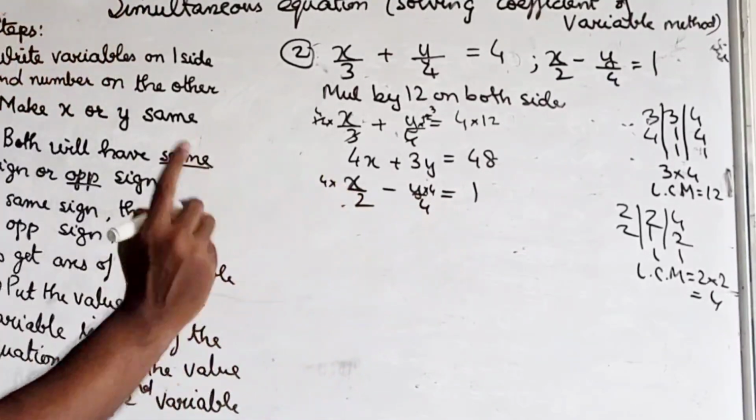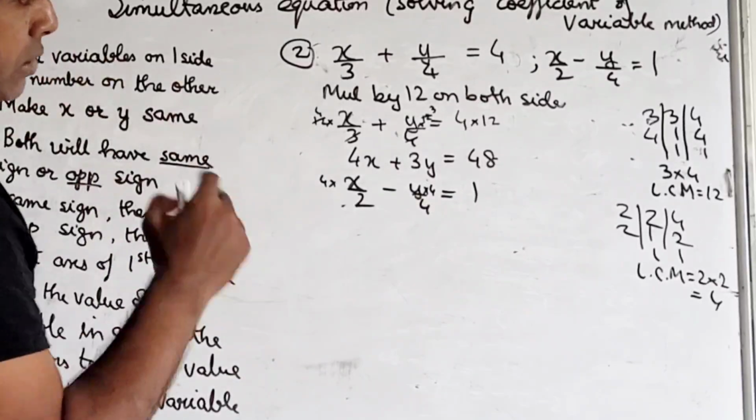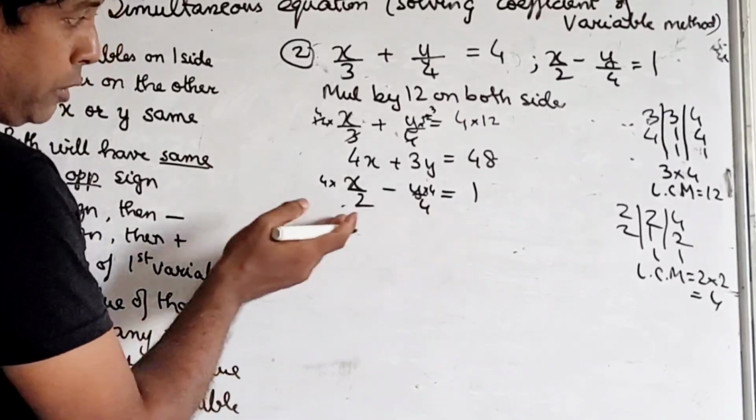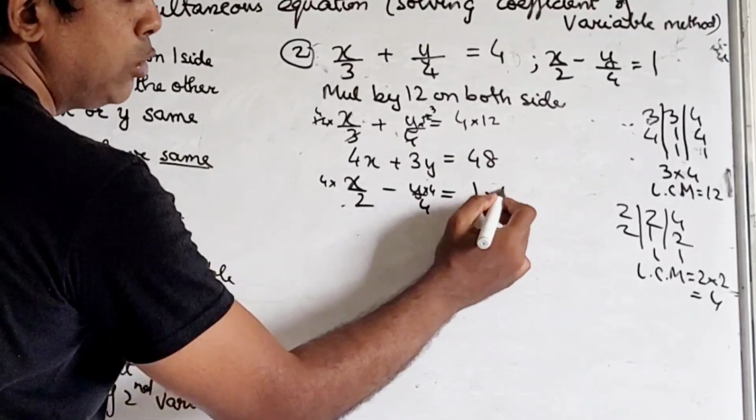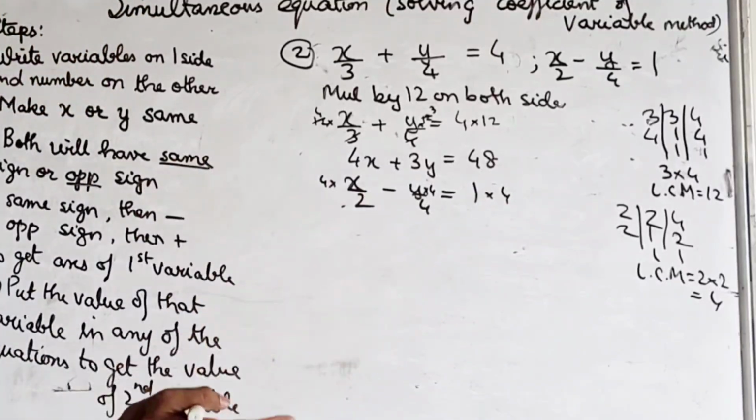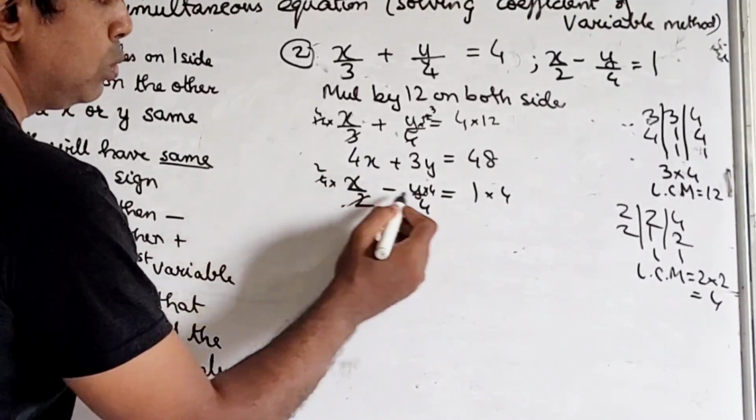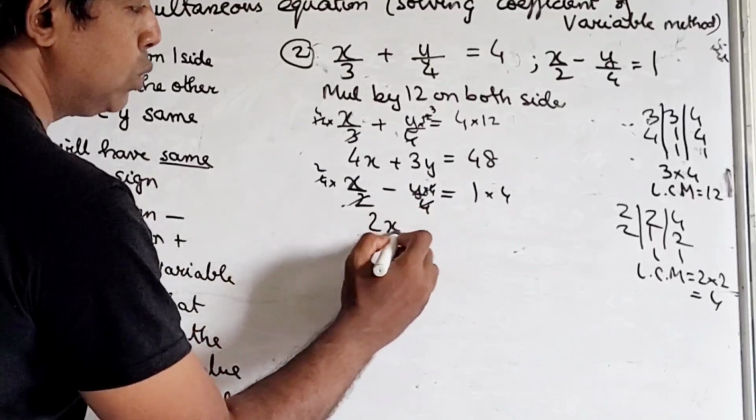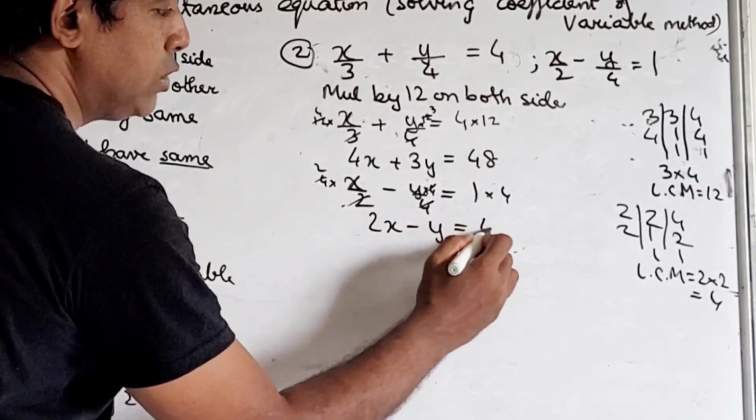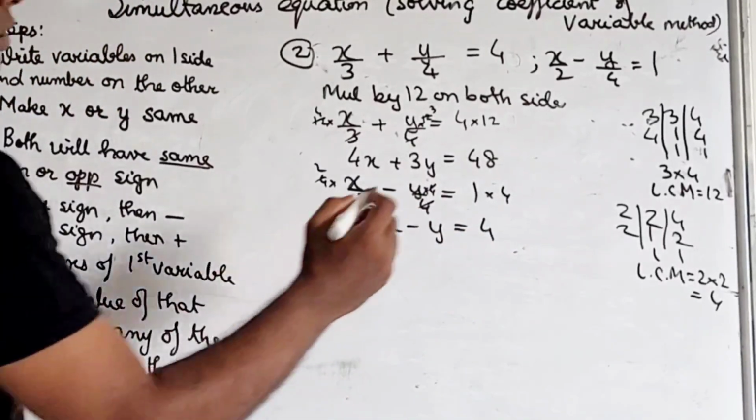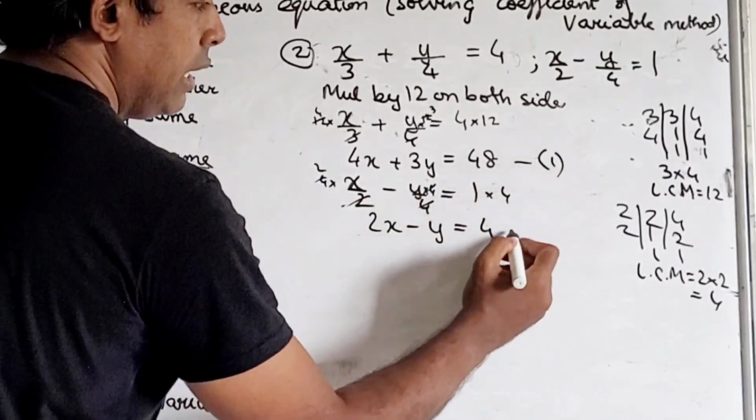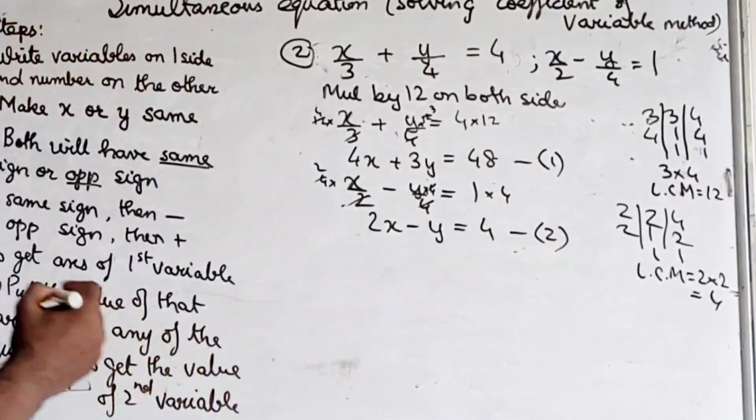Again, a small thing that has to be noted. Students, they multiply here, but they forget to multiply on the right hand side. So whatever you are multiplying, you should multiply to both the sides. 2 twos are 4, 4 ones are 4. So answer is 2x minus y is equal to 4. So this is the first equation and this is the second equation.